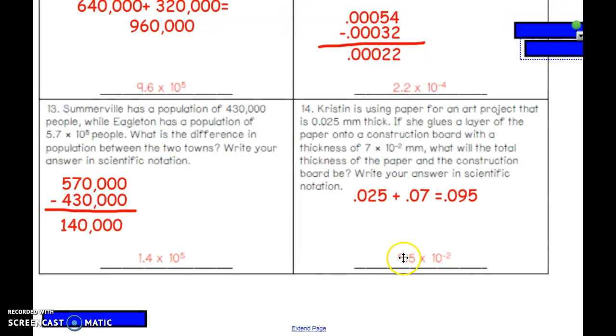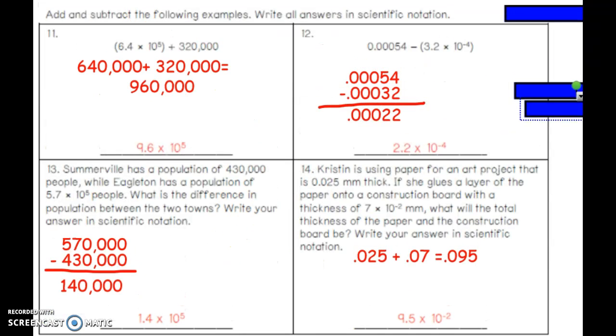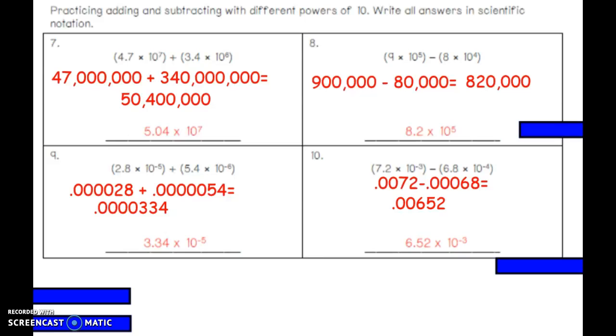So again, this is your notes on adding with scientific notation. You can convert into standard numbers, do the math, and then convert it back to scientific notation. And again, this gets taped into your notebook on page 105.